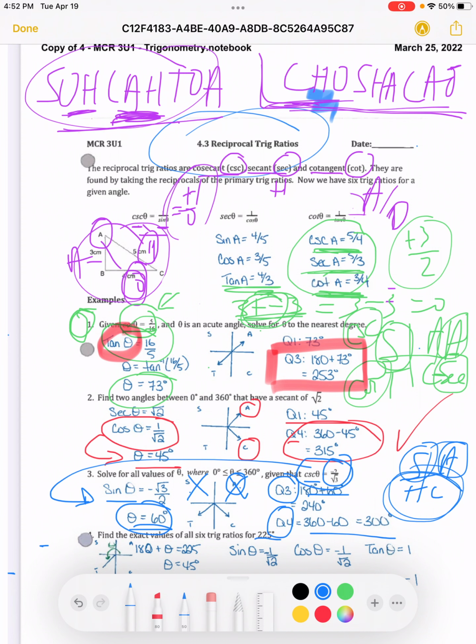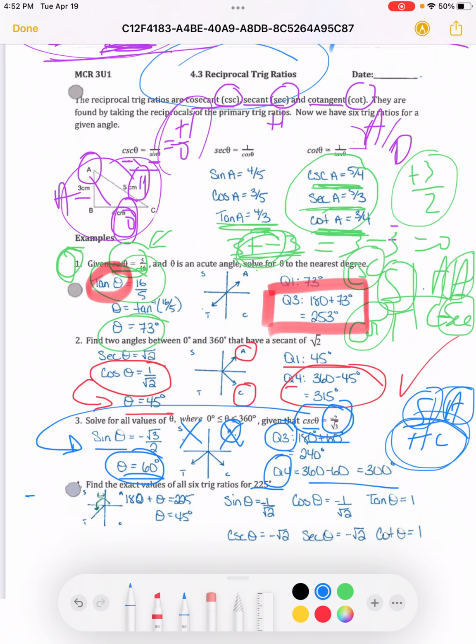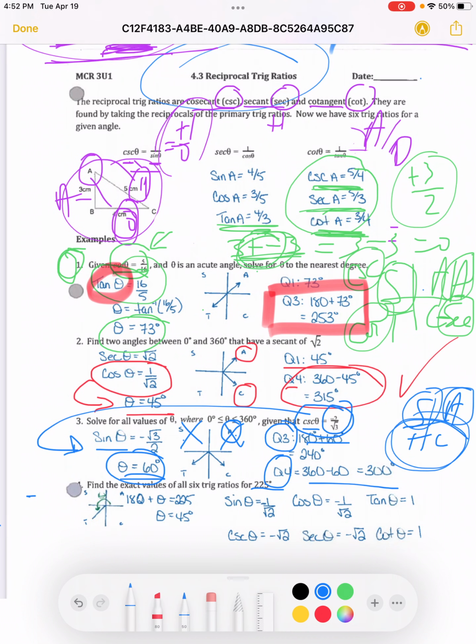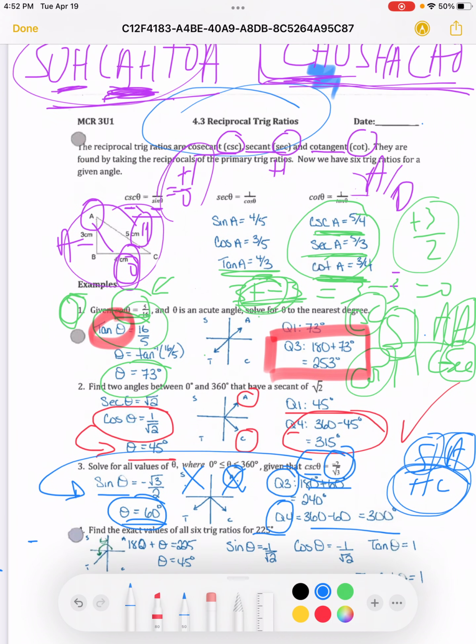Here it's saying find the trig ratios for 225. Well, 225 is in the third quadrant, and 180 plus theta is 225, so theta is 45. You just go in your table and find the ratios for sine, cos, and tan. Use your table for that. But because you're in the third quadrant, you have to remember that only tangent is positive, so these have to be negative.